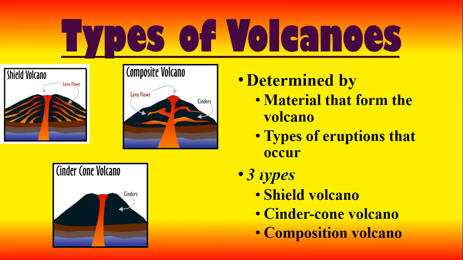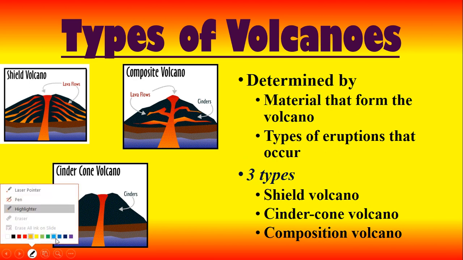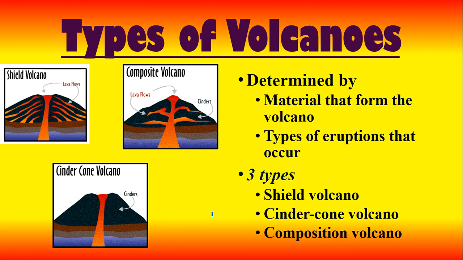Now, volcano types. Volcano types are determined by the material that formed the volcano and the type of eruption that occurs with the volcano. So there are three types: a shield volcano, a cinder-cone volcano, and a composition or composite volcano. You can see pictures up here of kind of cartoonish how they would look. But let's talk about each one of them.